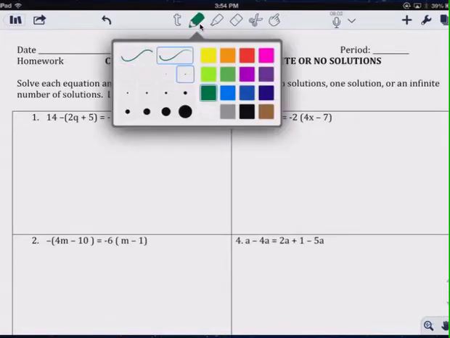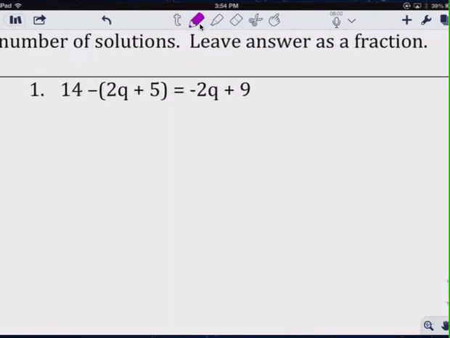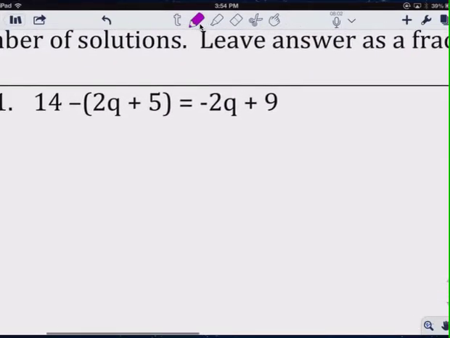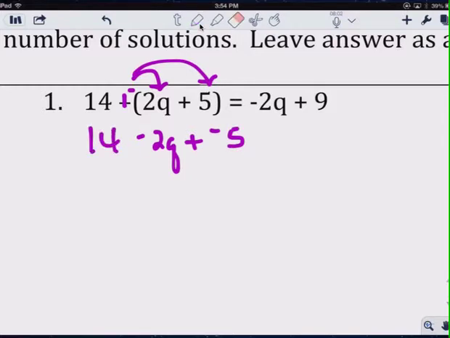The front side of the goal sheet. So here we go. Most important thing here is additive inverse on number 1. Make sure you put a plus negative and distribute the negative, like so. Okay, so that makes that a negative 2q plus a negative 5. That's 14. Bring down the 14.